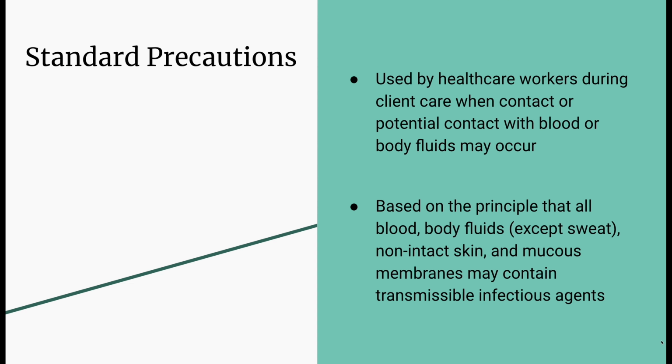Healthcare agencies use several methods to prevent the spread of infection: standard precautions and transmission-based precautions. Standard precautions are used by healthcare workers during client care when contact or potential contact with blood or body fluids may occur. Standard precautions should also be used when assisting a client with activities of daily living, ADLs, and using water, soap, or lotion.